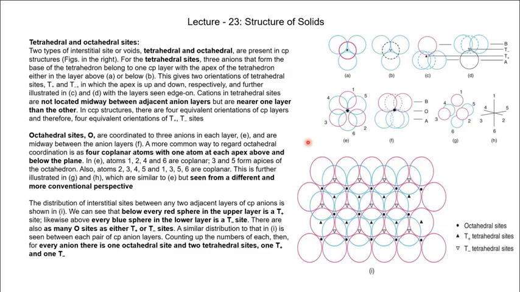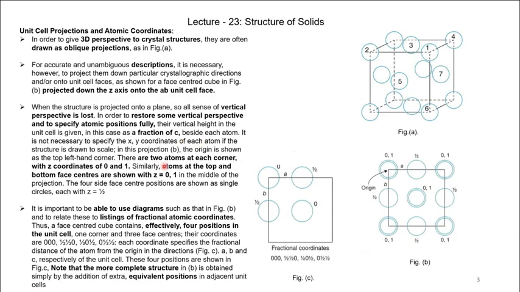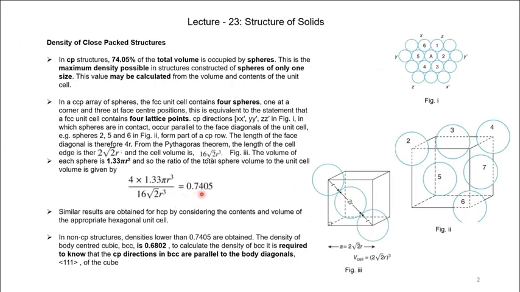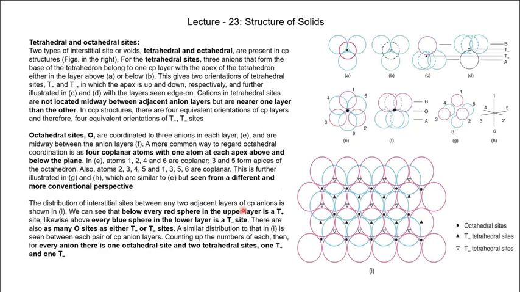74.05% packing. And then what about the rest of the volume? What happens then? We call it voids or interstitial sites. Then we will see that there could be two different types of void sites. There is tetrahedral and one is octahedral.